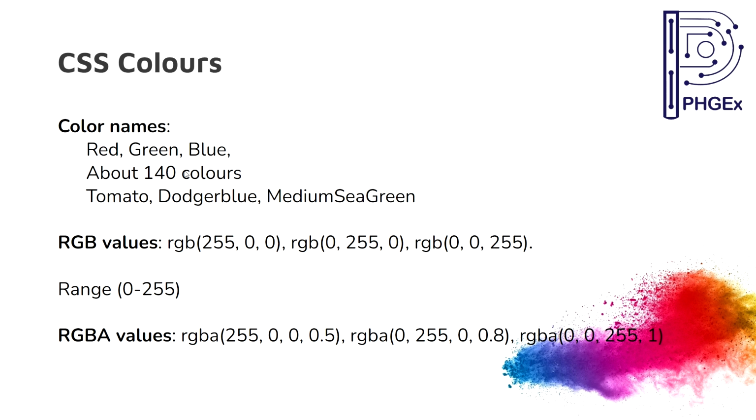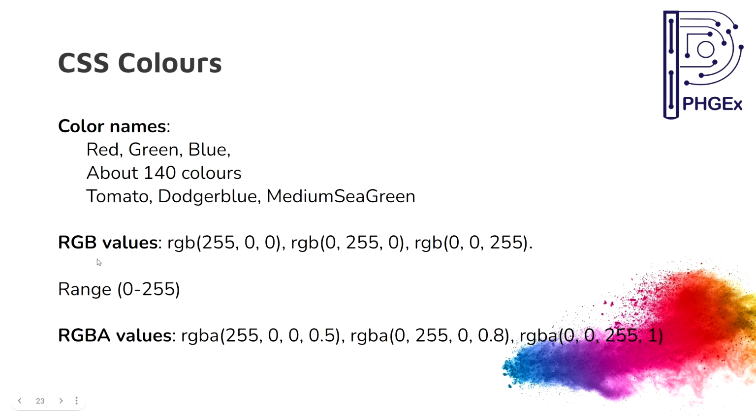There are about 140 different colors found in HTML, and almost all of them have color names. So tomato is a color name, Dodger blue is a color name, medium sea green is also a color name. There are more, and we have looked at them. We'll also practice them soon in our VS Code.